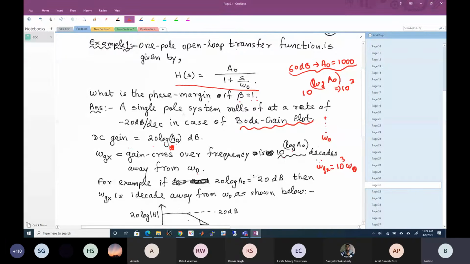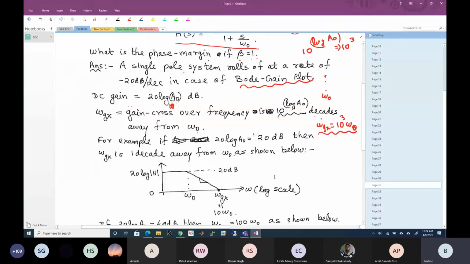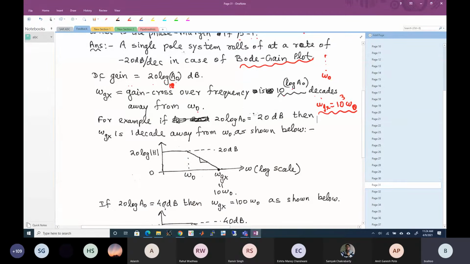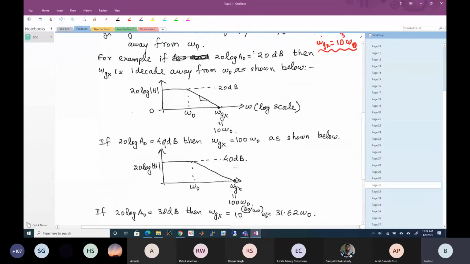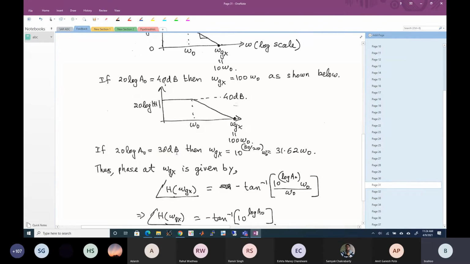Is this clear? For example, if 20 log of A naught equals 20 dB, which is the DC gain in dB, then omega GX is 1 decade away from omega naught as shown here. Okay. If 20 log A naught is 40 dB, then omega GX is 100 omega naught as shown below. If 20 log A naught is 30 dB, omega GX is 31.62 omega naught.